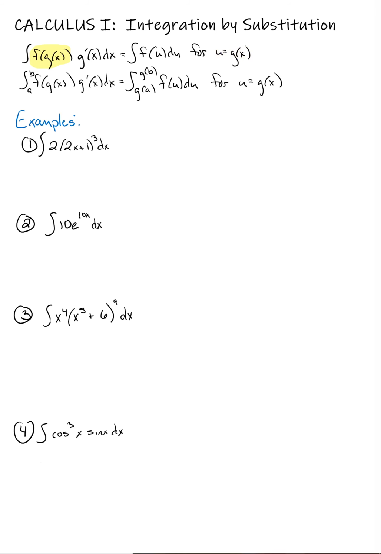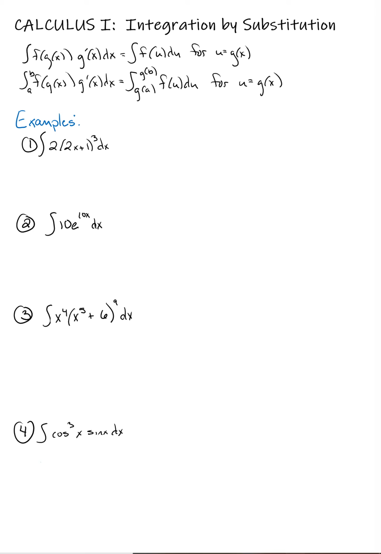The other thing to make note of is when we replace g of x with u, then in the back what we now need is du. That du ends up including g prime of x dx. This comes from the idea of the chain rule from derivatives.